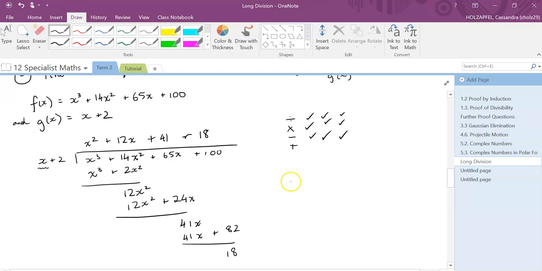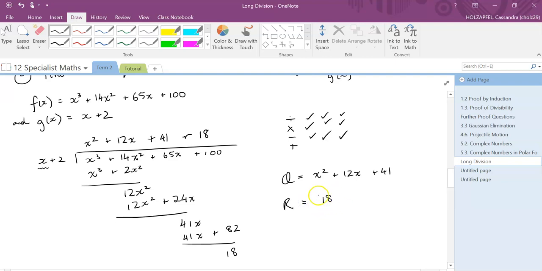Okay, so when I divide those functions, the quotient of that division is going to be x squared plus 12x plus 41. I don't think this is going to be nicely factorized. I think 41 is actually a prime number, so there's not going to be any factors of 41 that are going to add to 12. And then the remainder is going to be equal to 18.